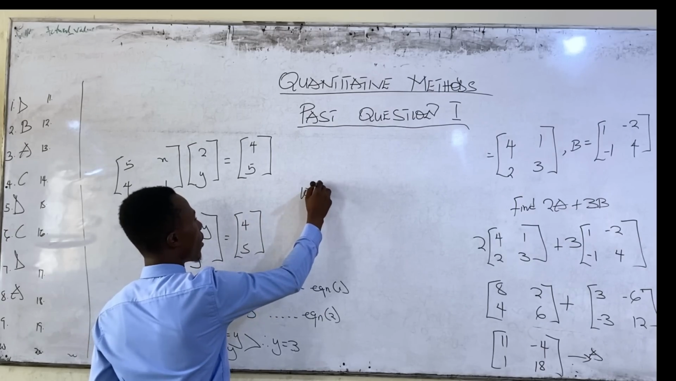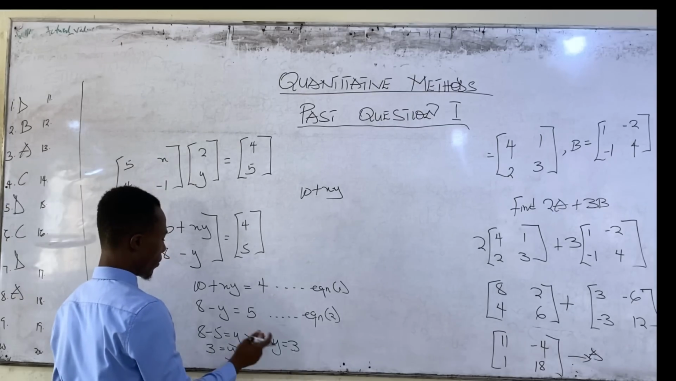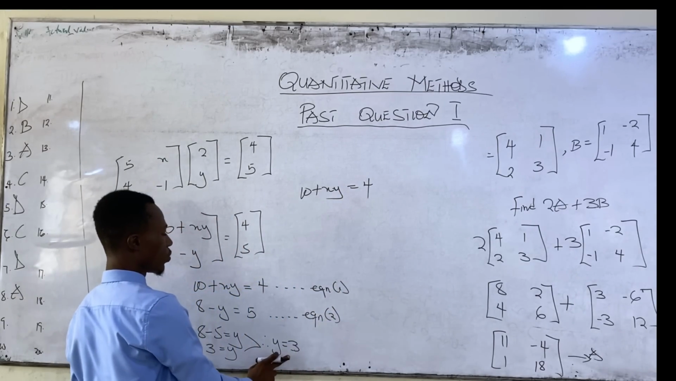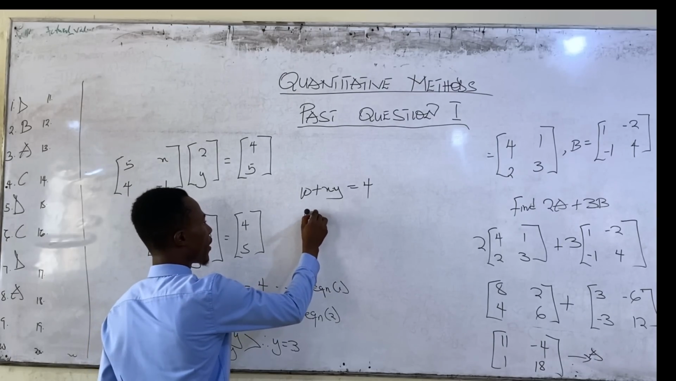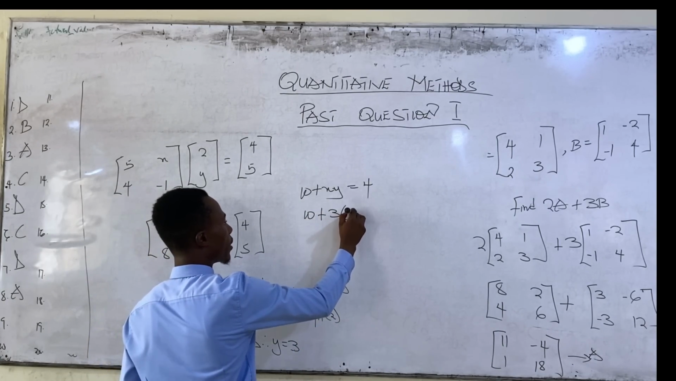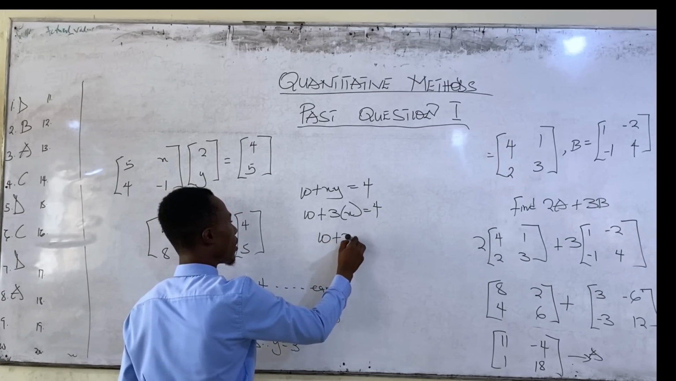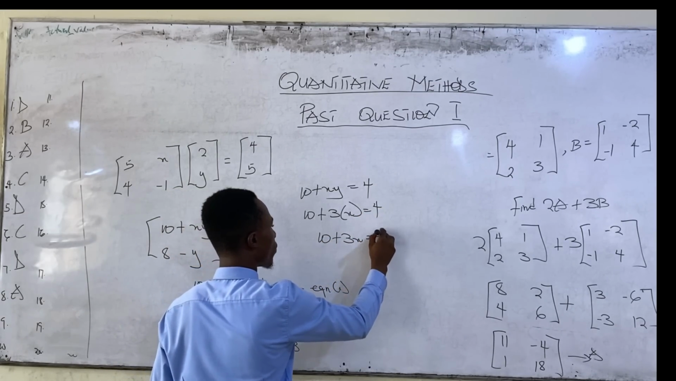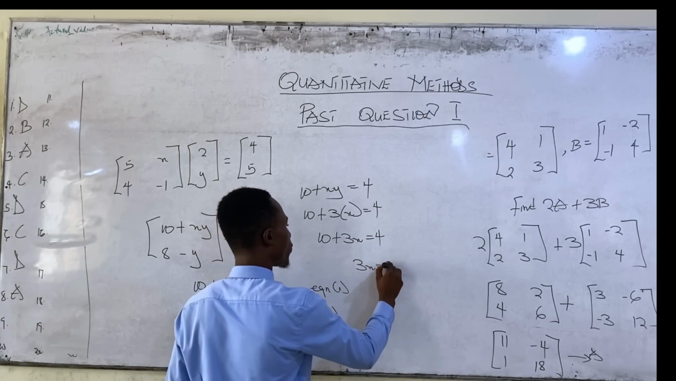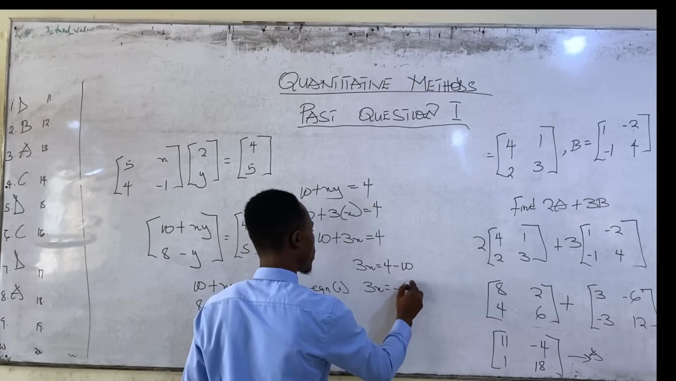So you have 10 plus x, y. Okay? So 10 plus xy equal to 4. So we are going to substitute y into this. So we have 10 plus y, which is 3, so 3x, equal to 4. So we have 10 plus 3x equal to 4, right? So we have 3x is equal to 4 minus 10. 3x is equal to negative 6.